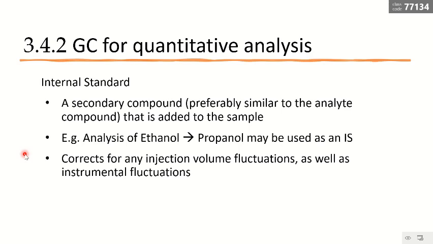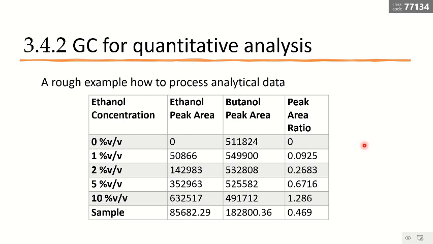Okay, the internal standard. How we choose it commonly is another compound which is quite similar to the analyte we want to analyze. Such as if we are going to analyze ethanol, in this case we can use propanol or butanol. Basically carbon 3 or carbon 4 compared to carbon 2 ethanol, which is quite a good internal standard we can use. This is a rough example.